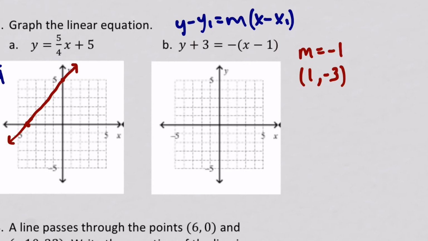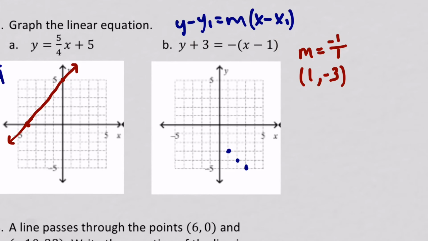Graph it by first finding that point, plot it, and then use the slope. So here we go. 1, negative 3 is right here. And then the slope is negative 1, which as a fraction, I can write as negative 1 over 1, right? Let's write it like that. Negative 1 over 1. So that means that the instructions are to go down 1, and that means right 1. Down 1, right 1. So from this point, I'm going down 1, right 1, right there. I'm going to do it again, and I get that. Connect those dots, and you have your line.